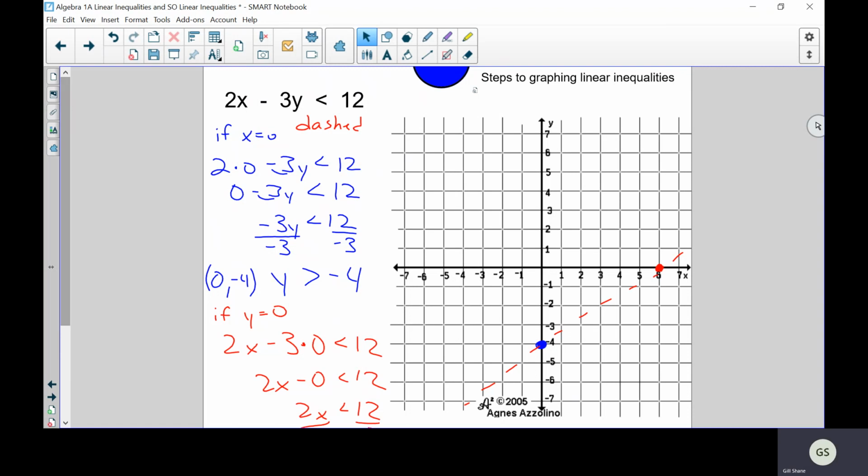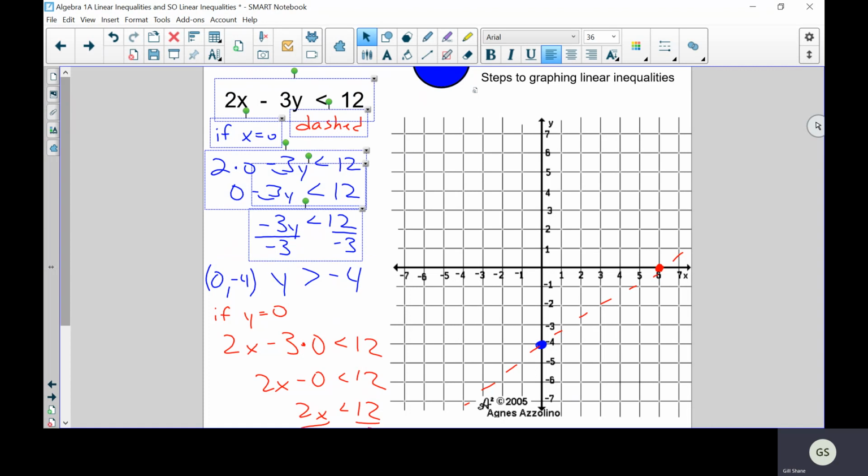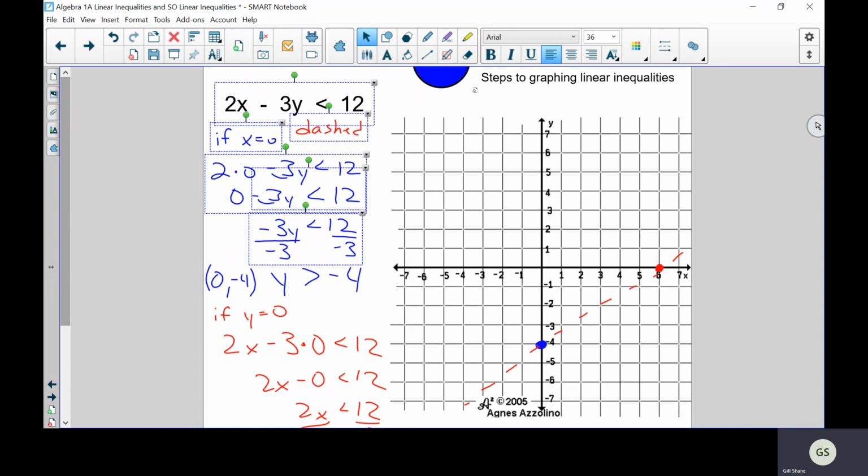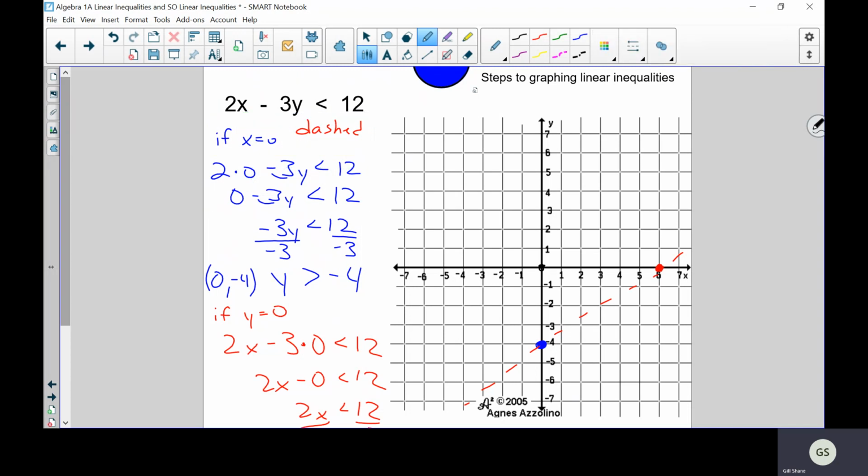And then the last step. I want to make a little more room. Yeah, that'll work. So the last step is I need to test. I need to test and see, does (0, 0) work? Again, you can test any point you want. I'm going to test (0, 0). The only time you can't test (0, 0), by the way, is if the line goes through (0, 0). You have to test a point not on the line because you're going to shade one side of the line.